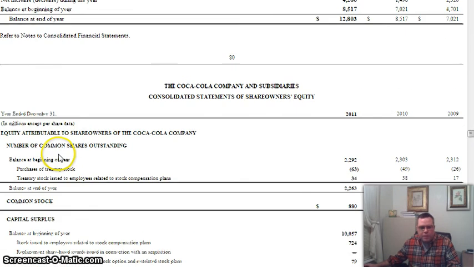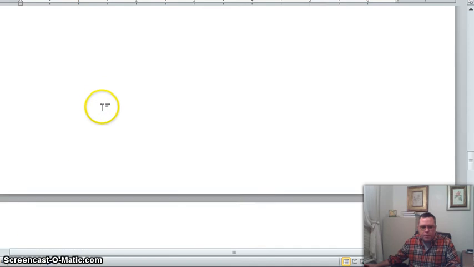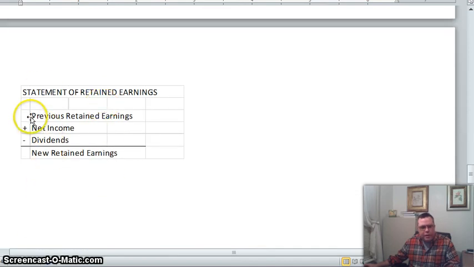Then the last statement is called the statement of shareholders' equity, and this is a real simple statement. It's basically this formula here. It shows your previous retained earnings. You add in all the extra money you made, and then subtract out what you paid out as dividends.